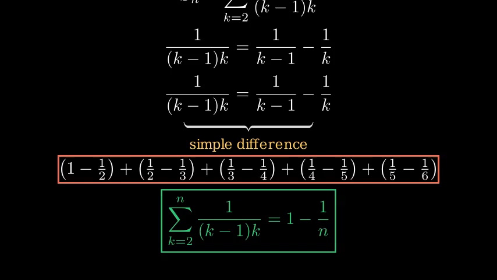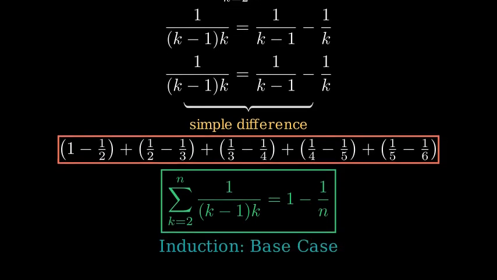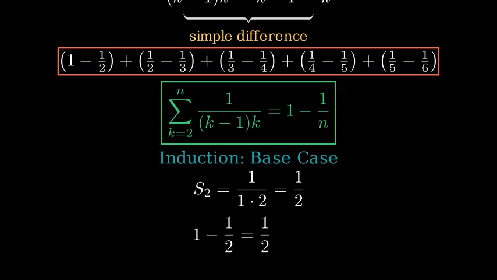This suggests the conjecture. The sum from k equals 2 to n of 1 over k minus 1 times k equals 1 minus 1 over n. Let us prove this by induction. Base case, n equals 2. S sub 2 equals 1 over 1 times 2, which is 1 half, and 1 minus 1 over 2 is also 1 half. The base case holds.